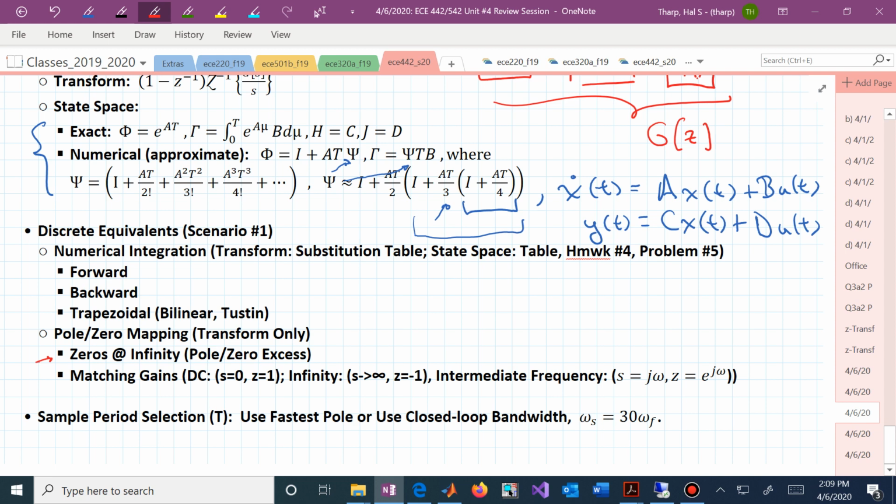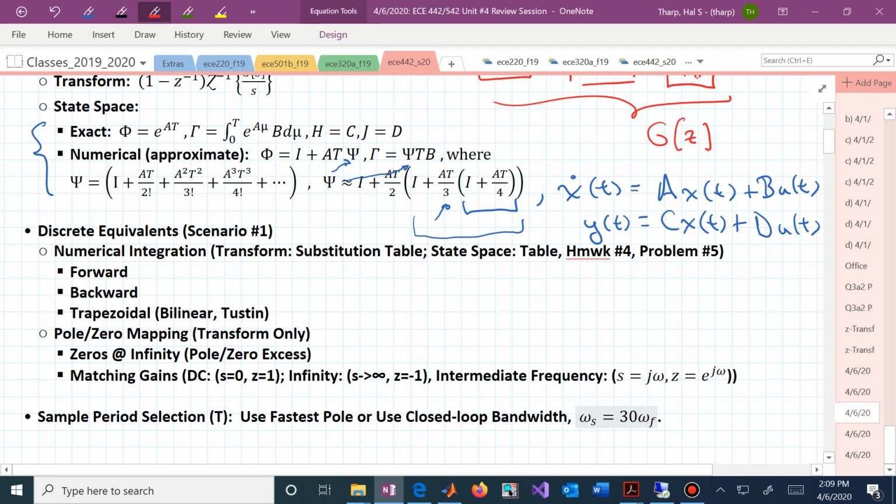And we also need to worry about matching gains. Depending on what you start with in terms of a transfer function, you may want to match the gains at low frequency or DC. You may want to match the gains at infinity or at high frequency or some intermediate frequency. And I've now stated this relationship between S domain and Z domain for those 3 different scenarios: low frequency, high frequency, and intermediate frequency.